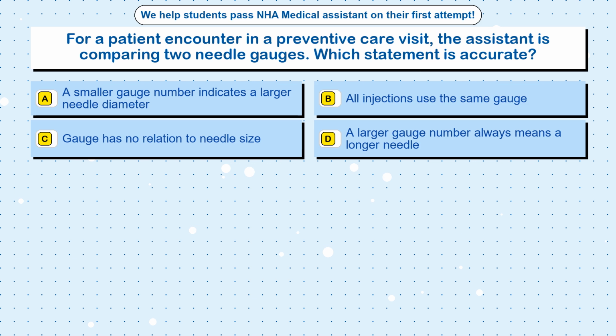Question 1. For a patient encounter in a preventive care visit, the assistant is comparing two needle gauges. Which statement is accurate? Option A. A smaller gauge number indicates a larger needle diameter. Option B. All injections use the same gauge. Option C. Gauge has no relation to needle size. Option D. A larger gauge number always means a longer needle.